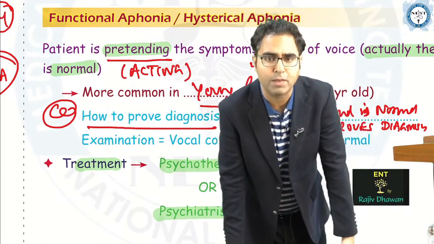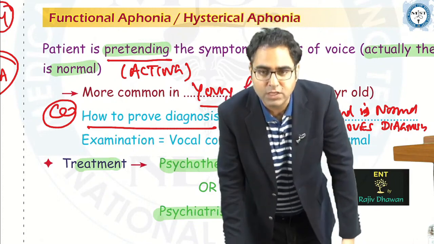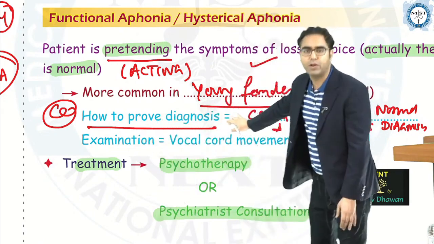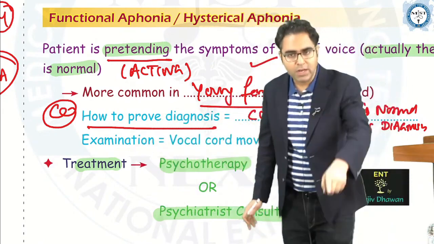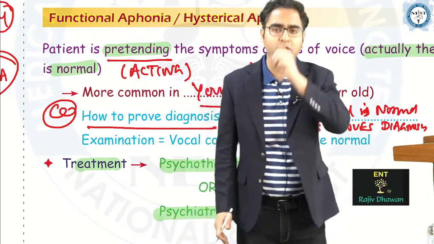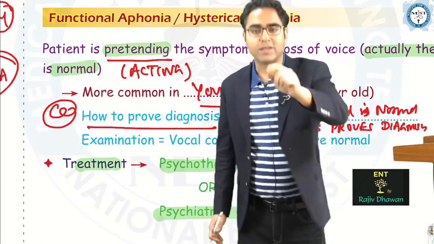Every time the question will come like that: 20-year-old female presenting to emergency with sudden loss of voice, functional aphonia. How to prove the diagnosis? Important second question. Cough sound is normal, and this proves the diagnosis. The one who can cough can speak also. If you can cough, you can speak also.